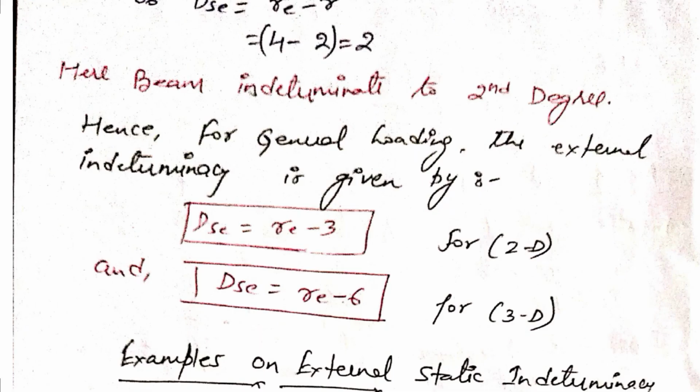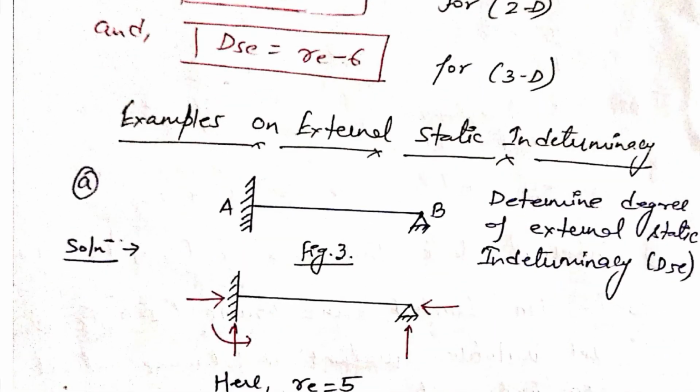So keep in mind, for general loading the external indeterminacy is given by DSE equal to Re minus 3 for 2D structures, and DSE equal to Re minus 6 for 3D structures. Okay, so let's quickly solve examples on external static indeterminacy.